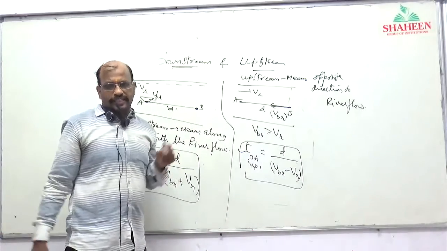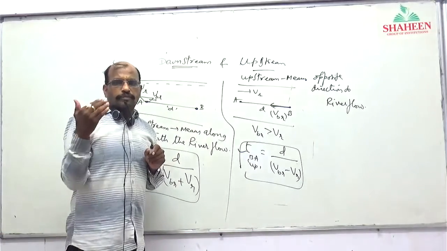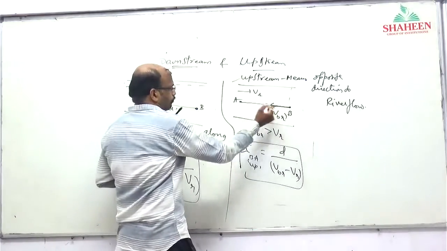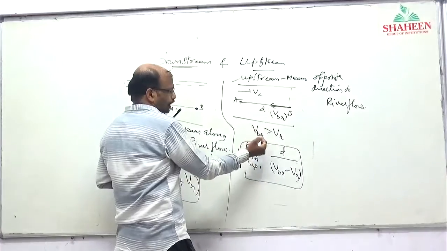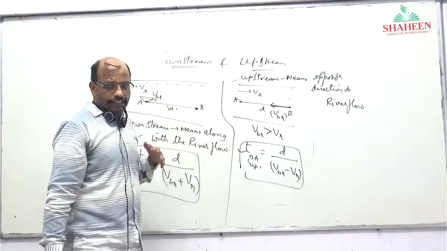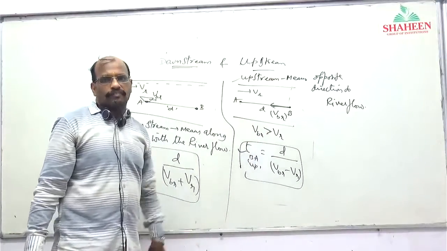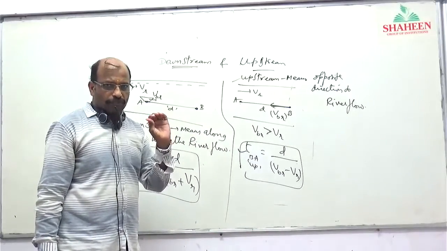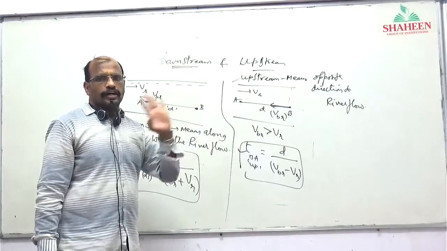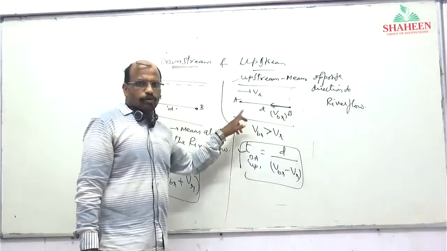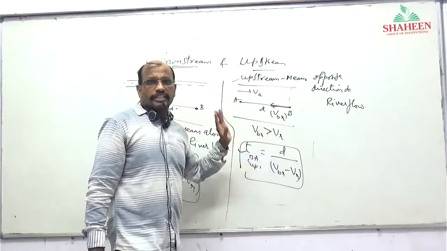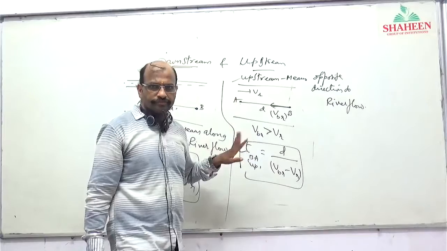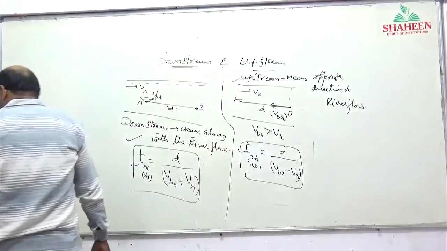Upstream means boat is moving in opposite direction to river, right? So boat wants to reach from B to A, same distance D. So VBR must be greater than VR, confirm. Then only will it reach. Otherwise, river will push that boat backward. He will never reach point A. Relative velocity of boat with respect to river must be greater than VR. Please make it a note. So distance moved from B to A is D by resultant velocity VBR minus VR. Is it clear? Please copy it. Is it clear, ma?